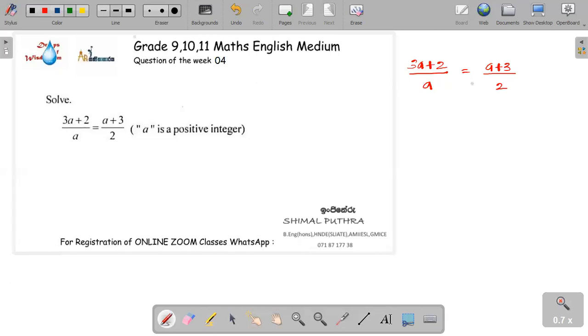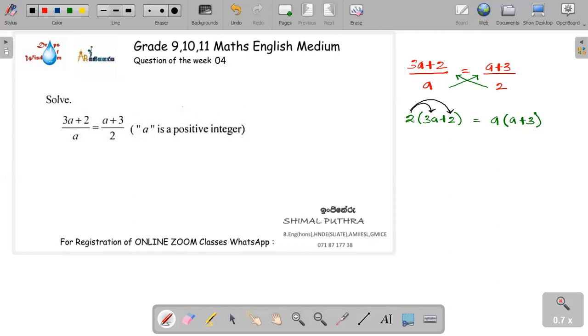To simplify this kind of question, the easiest way is to multiply these things by cross multiplication. That means you have to multiply this 2 by 3a plus 2 and you have to multiply this a by a plus 3. That means 2 into 3a plus 2 is equal to a into a plus 3. This bracket means this 2 belongs to 3a and this 2 belongs to 2. That is the secret behind the bracket. That's why we are using the bracket in mathematics.